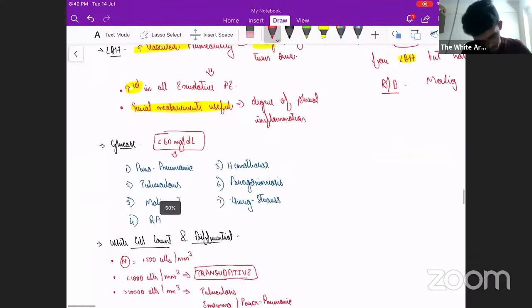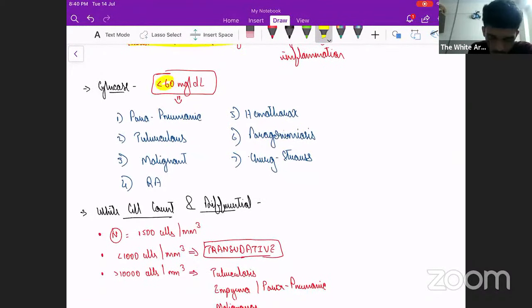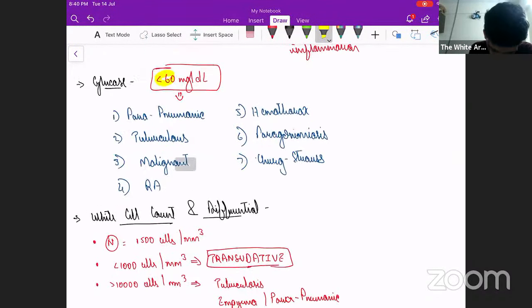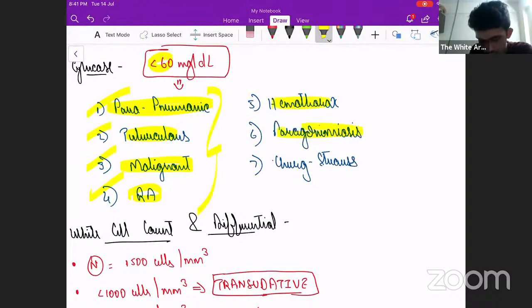So next is glucose. Glucose less than 60 milligrams per deciliter is very, very important. The three most important causes are parapneumonic effusion, malignancy, and rheumatoid arthritis. Along with tuberculosis, these are the most important causes. So whenever glucose is reduced, please think of these four causes. Other causes can be hemothorax, paragonimiasis, Churg-Strauss syndrome. All these things can be there.